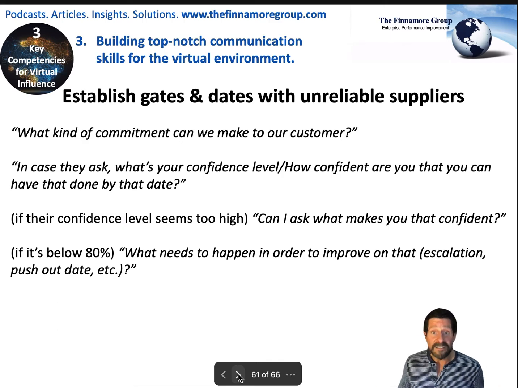If their confidence is low, let's say below 80%, because you don't want to go to a colleague or a customer with a commitment that's less than 80% confident, or it's 20% or more of luck and crossing your fingers, and we're not supposed to do that in a business trust environment. So if it's low, below 80, you need to say, well, I appreciate you sharing that. Tell me, what do you think needs to happen in order to improve on that? Do we need to escalate? Do we need to push out a date? Do we need to go have this meeting, that meeting, and find out what's needed?